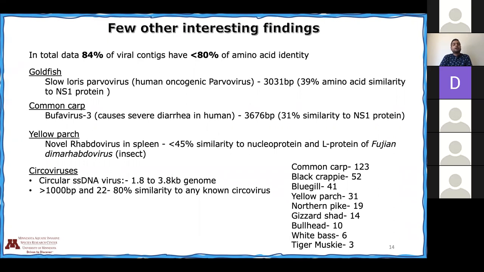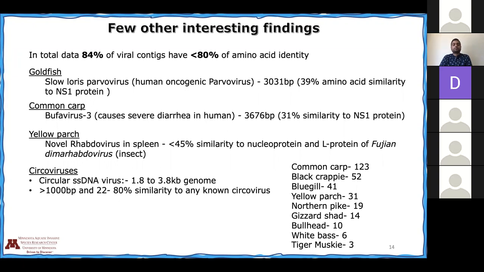And there are a few other things I want to show you here. We also detected some parvoviruses in goldfish and common carp. One of the parvoviruses in goldfish shows 39% amino acid similarity to the human oncogenic parvoviruses, and the length was 3031 base pair.